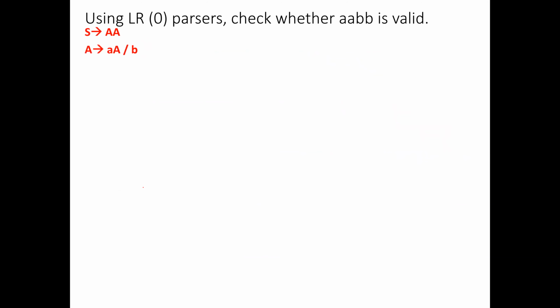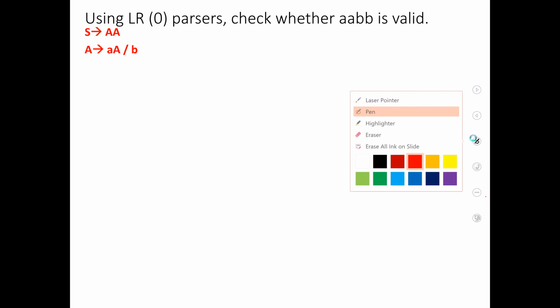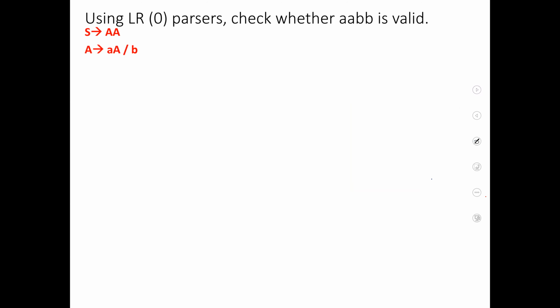So we'll have a question directly. Using LR0 parser, check whether a given string aabb is valid or not. I believe all of you have already written down the question. Now we'll directly go into the construction.